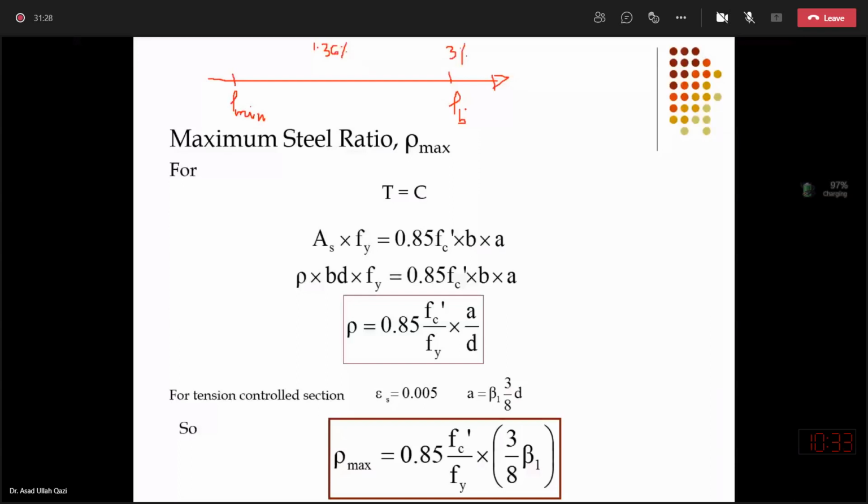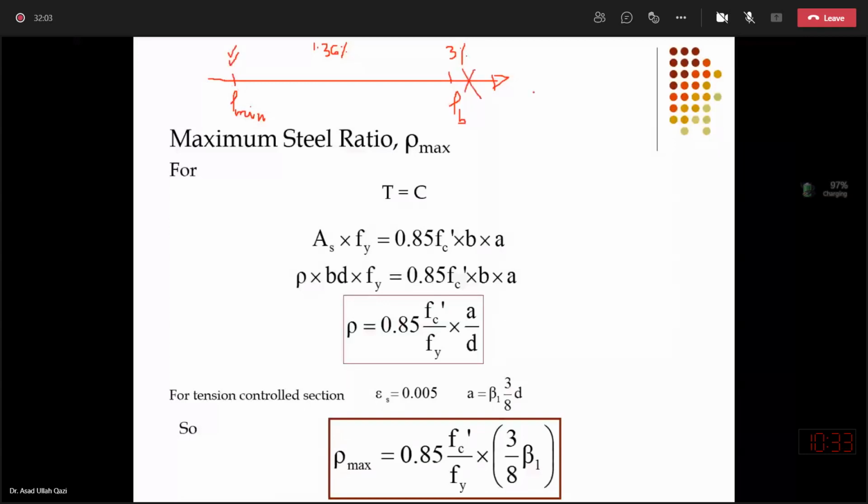Now, we want to know that our cross section has a reinforcement ratio above rho minimum, because this is the lowest limit, and below this rho minimum it will be dangerous, because the section will fail suddenly by fracturing of the steel bar, and wide cracks can appear if rho goes below rho minimum. Above rho balanced is also undesirable.